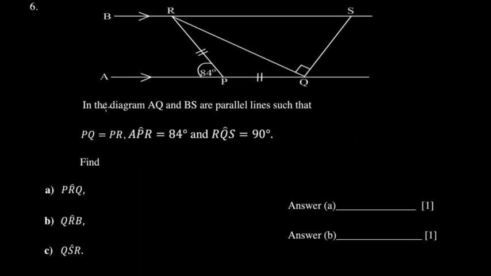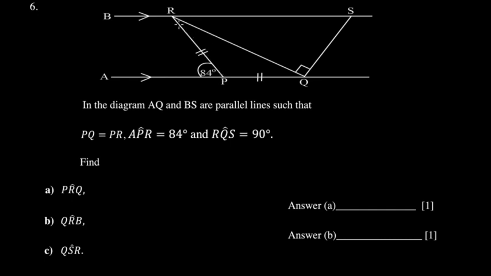Question 6 says, in the diagram, AQ and BS are parallel. So the upper line and the lower line are parallel. We're given this is 84 and this is 90 degrees. You're asked to find PRQ. Let's first identify what angle they're talking about.